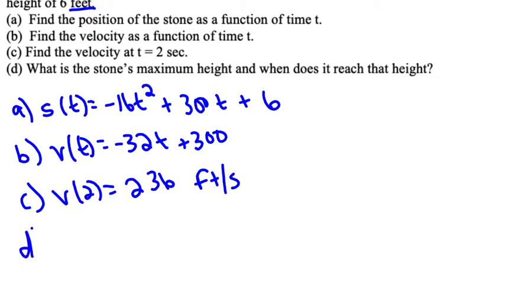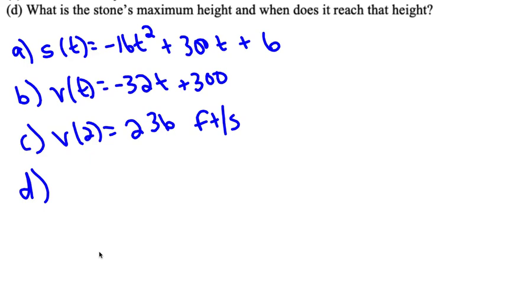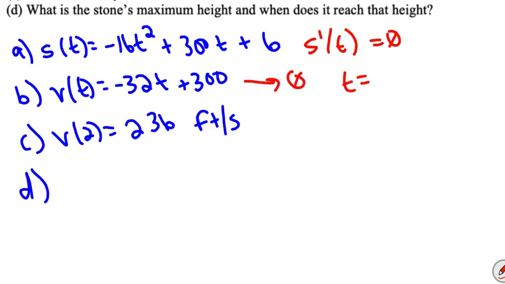Now, part D is the one I did, and I'm going to show you the way I did it. But then I looked at their answer and I thought, wow, that's way easier. Remember, maximum or minimum always occurs when the derivative is equal to 0. We already know the derivative, so if we set this equal to 0, we get that time is equal to 9.375 seconds. Then we can plug that back in to get our height, and that will give us our maximum height.